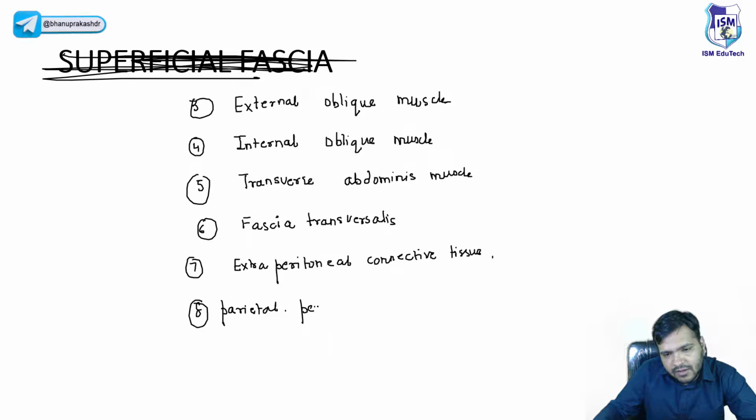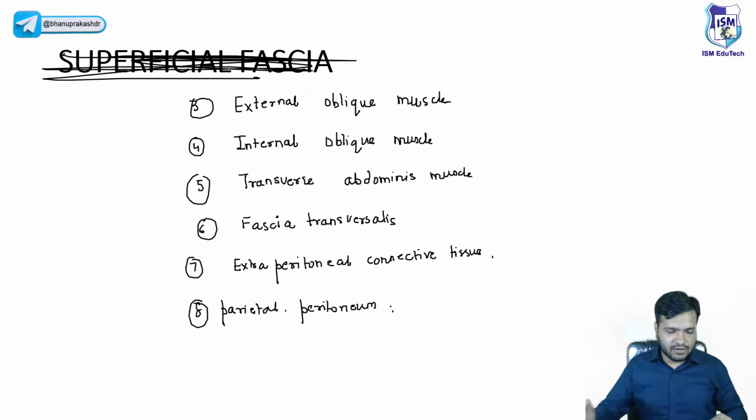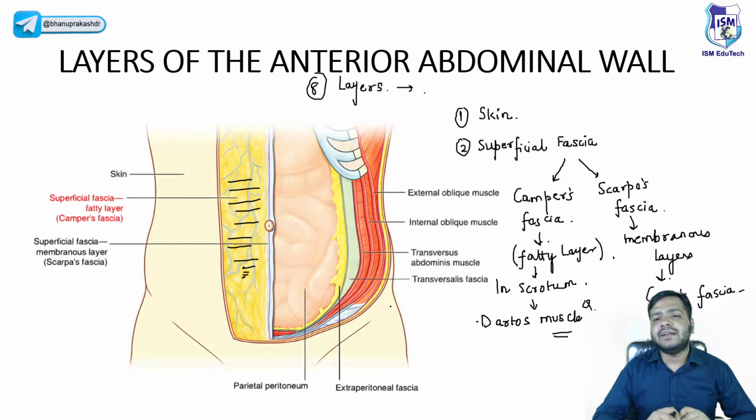Yes, very good, Tanupriya. And at last, we have a layer of the parietal peritoneum. Right? So in total, आपसे क्वेश्चन पूछा जाता है, what are the layers of the anterior abdominal wall?